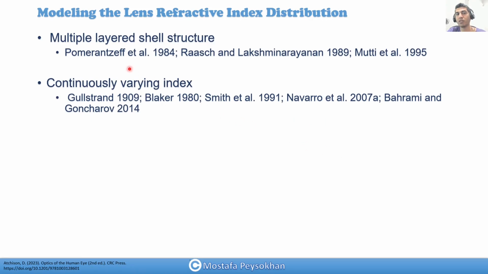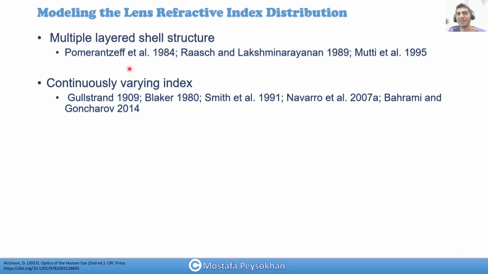So in order to model any optical model for this part of our eye, we have two different models. One of them is the multiple layered shell structure, in which we consider the whole structure as different layers with different refractive indexes, and a lot of scientists follow this model. And there is another model, which is the one we most of the time use when we model it in Zemax, because it's much easier. There is a function in Zemax to put a gradient refractive index. One of the most important papers in this model is from Gullstrand, 1909.